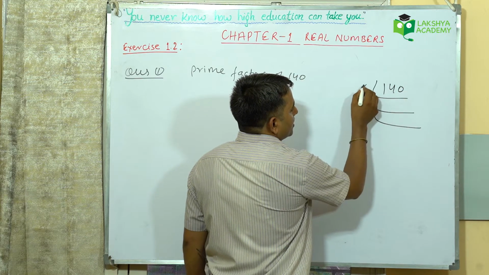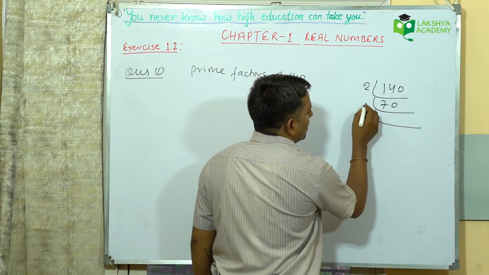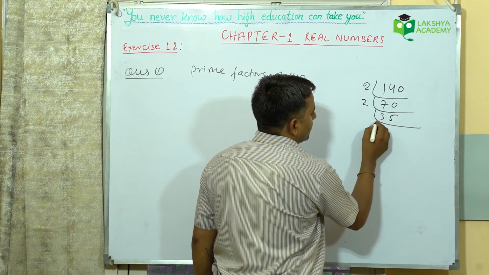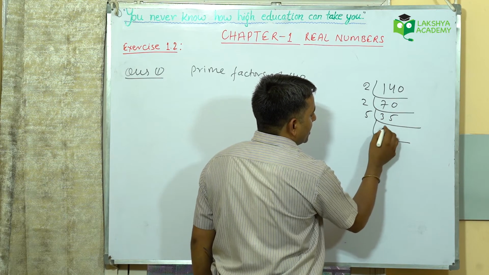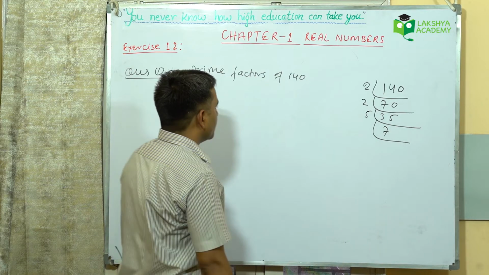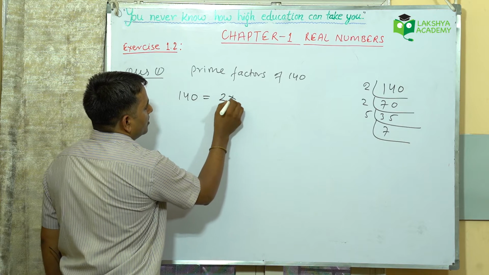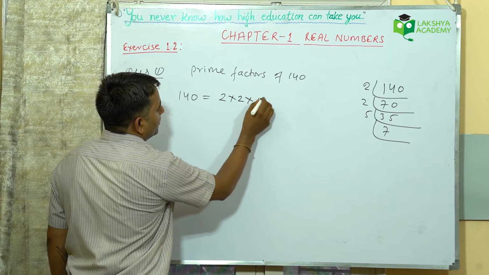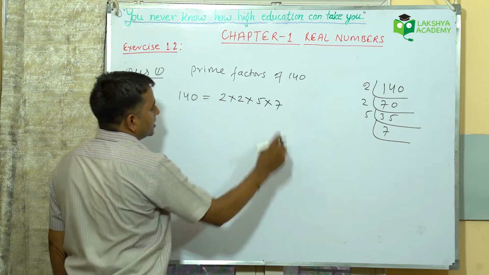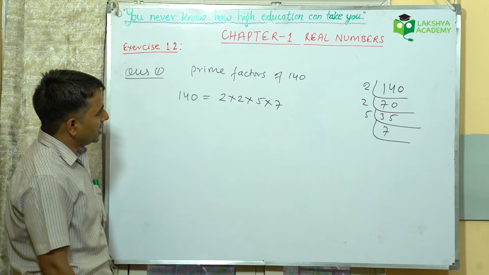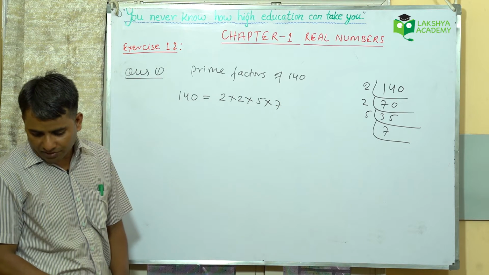140 is 2 times 70, 35, then dividing by 5, this is 7. So we can write the prime factors for 140: this is 2 into 2 into 5 into 7, this way. Similarly, we can find the prime factors for other numbers also.